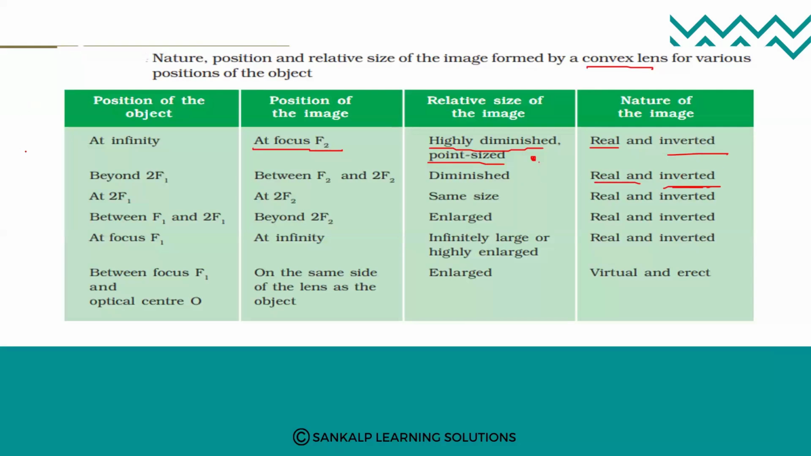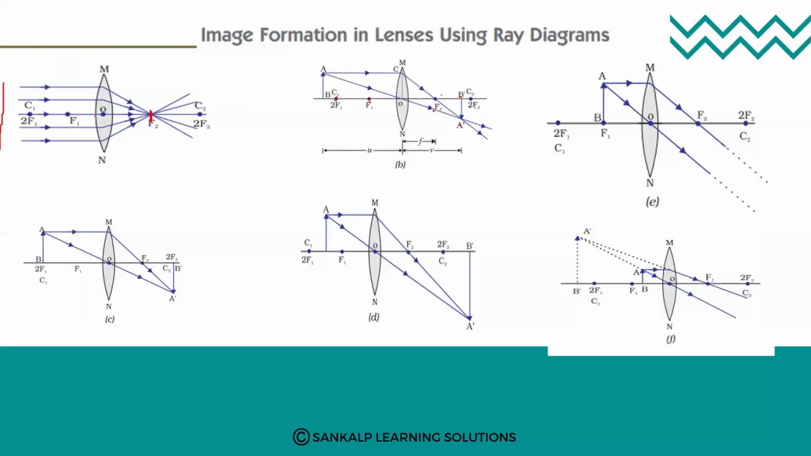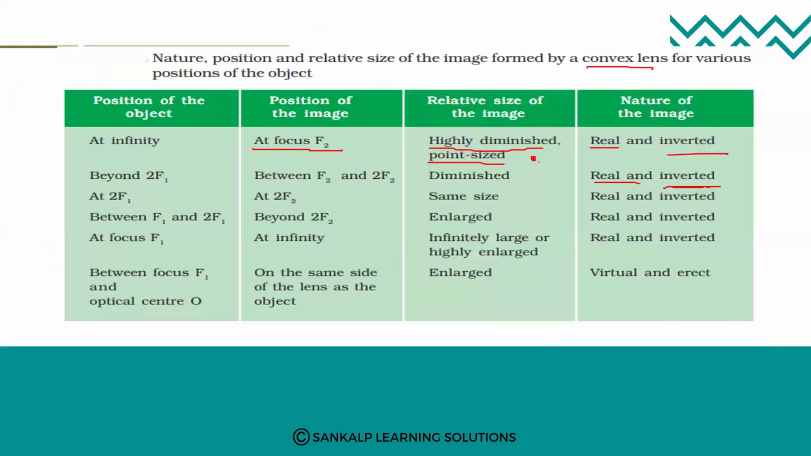Next, at 2f1. Now you are placing the object at 2f1. Where is 2f1? 2f1 is here. So one ray is coming like this and one ray is passing through the optic center O. These two rays will meet at this point. That means the image will form here. A dash B dash is the image at 2f2. So it is the same size as the object, and it is also real and inverted.